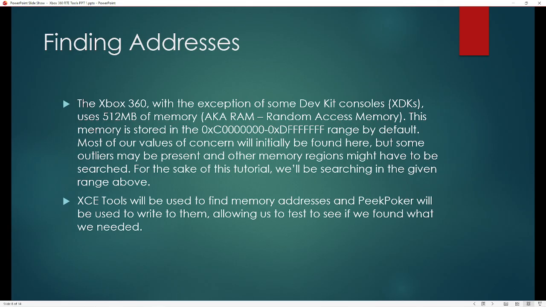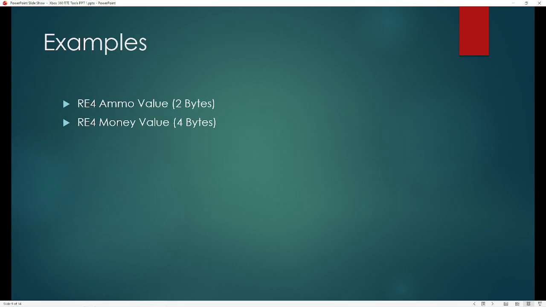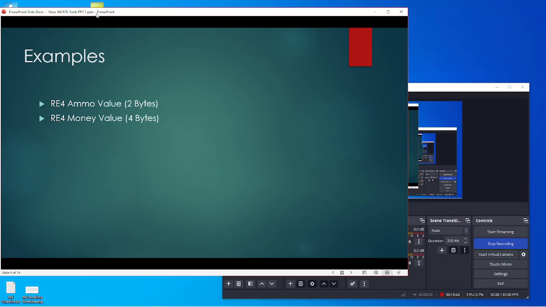We'll be using XCE tools to find where memory addresses are, and then Peek Poker will be used to write to them, allowing us to test if we found what we needed. Now I'm going to give you the first real-world example. We're going to be looking for our money in Resident Evil 4, and our ammo in Resident Evil 4. Here's how we're going to do this.